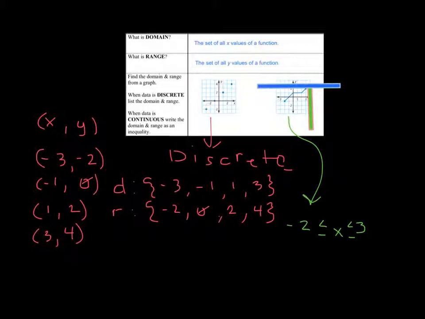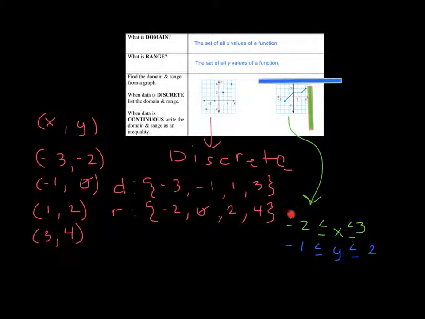So I'm also going to express that with an inequality. So from -1 less than or equal to y, which would be less than or equal to 2, would represent my range for this. Okay, so notice the difference here.